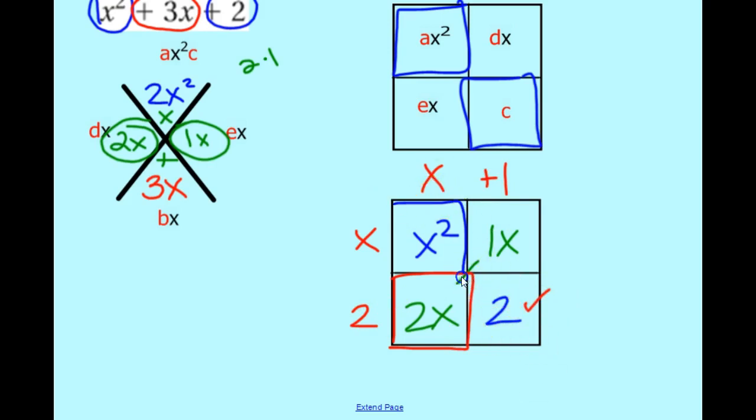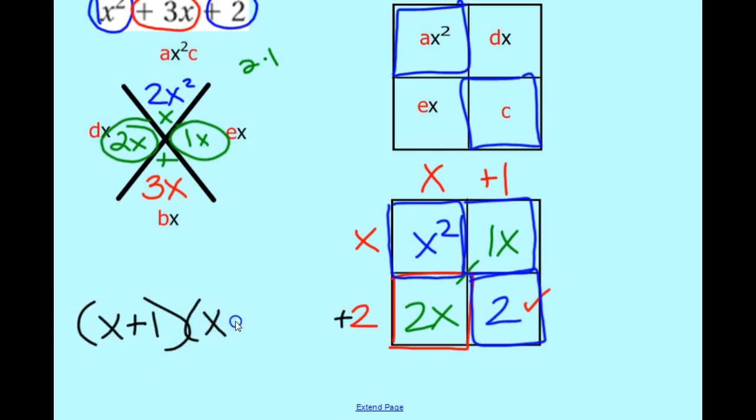You can double check every single box to make sure that what you put on the sides multiplies to make what's inside. So this is a positive. So my answer would be x plus 1 times x plus 2. That would give us this polynomial up here that we started with.